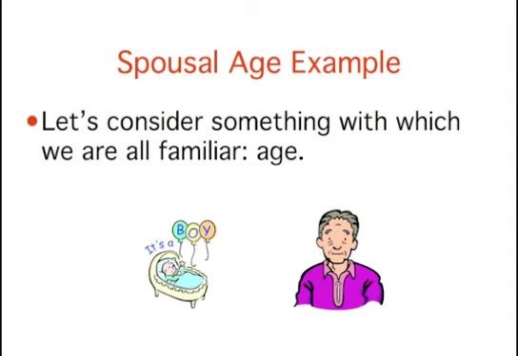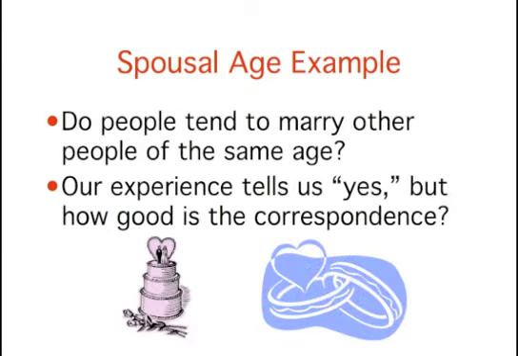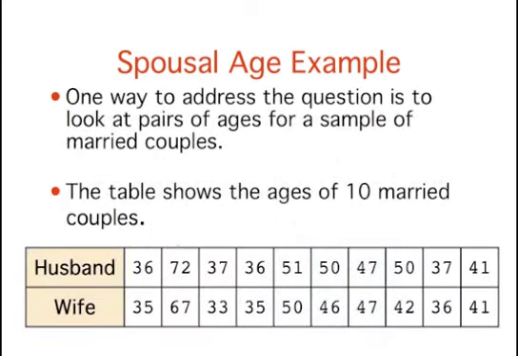It helps to discuss something familiar, since knowing the subject matter goes a long way in making judgments about statistical results. Let's begin by asking if people tend to marry other people of about the same age. Our experience tells us yes, but how good is the correspondence? One way to address the question is to look at pairs of ages for a sample of married couples. This table shows the ages of 10 married couples.